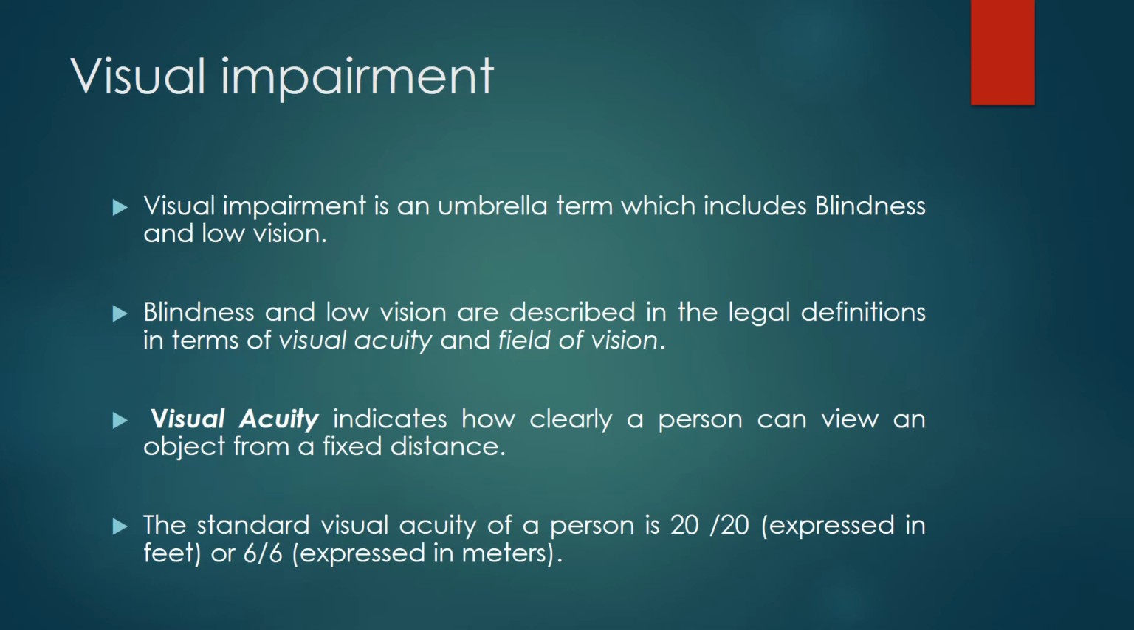A standard visual acuity is measured as 20 by 20 in feet for a normal visual acuity standard, and the same thing in meters, 6 by 6 in meters. It means normally a person whose eye capacity is not defective should have a visual acuity of 20 by 20 in feet and 6 by 6 in meters.